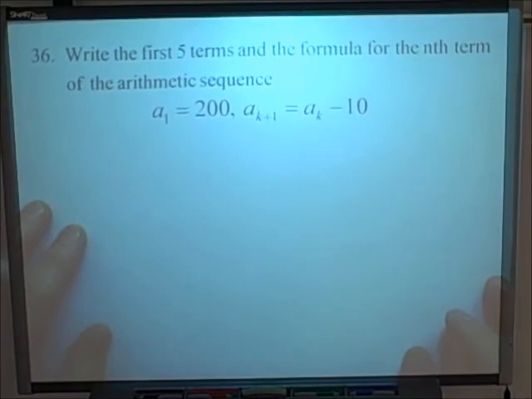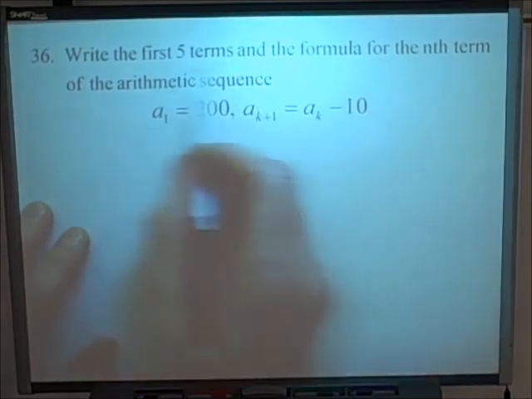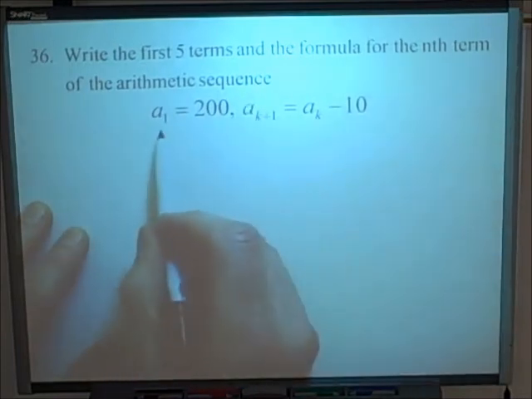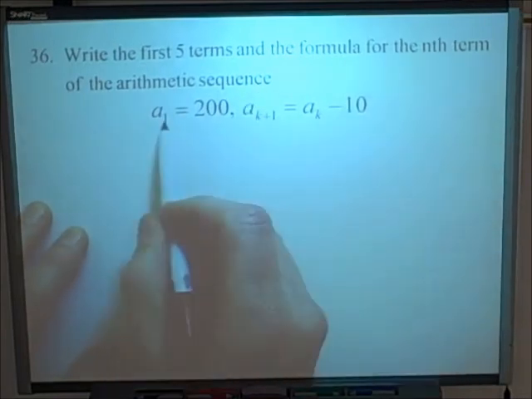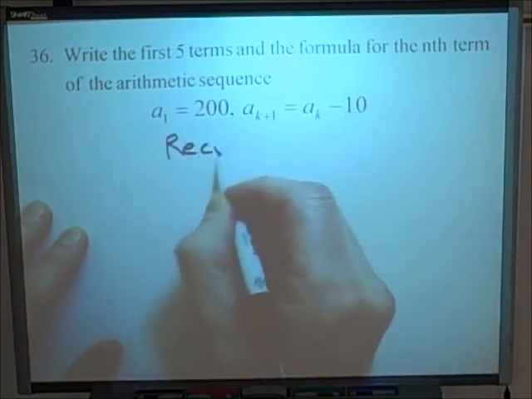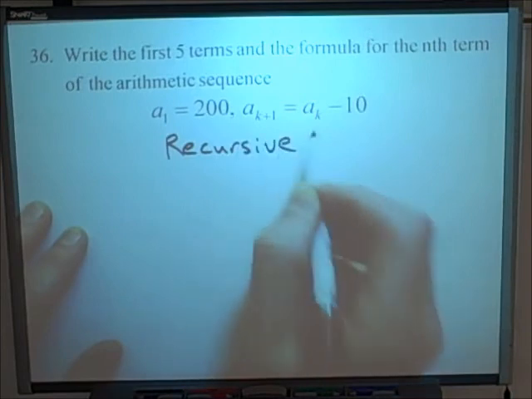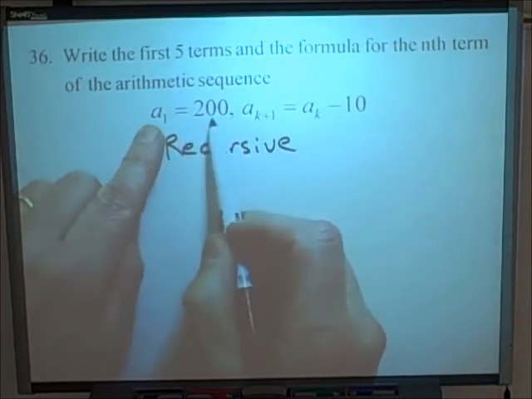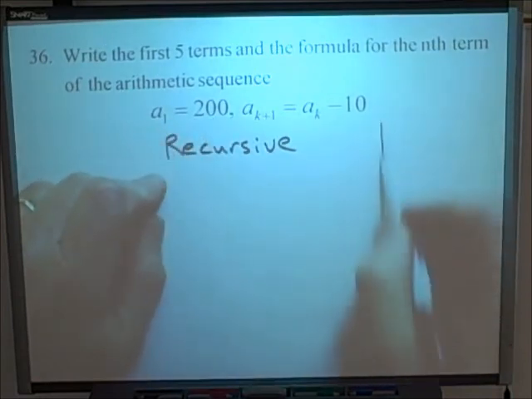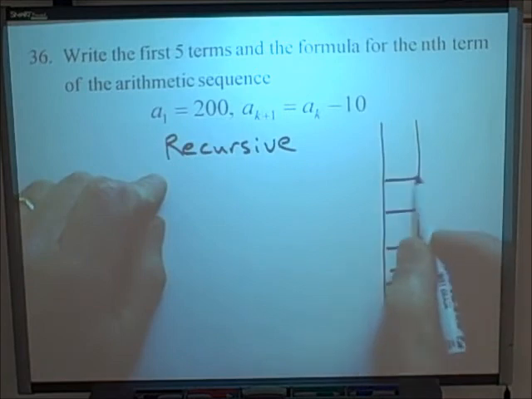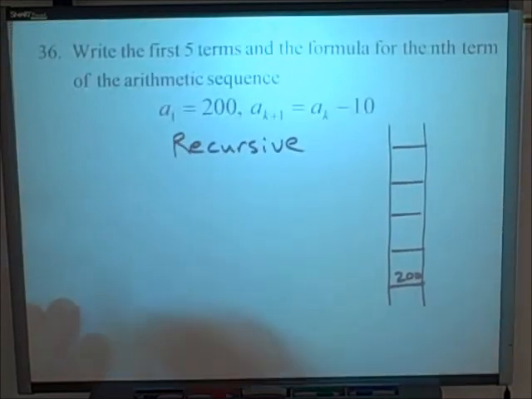Similarly, number 36. Find the first 5 terms and the formula for the nth term of the arithmetic sequence. And here's a guy that we looked at in the last section. This type of definition is called recursive. I always think of it as a ladder. This tells us that on step 1 of the ladder, we're at 200. And we want to climb up the ladder 5 terms.